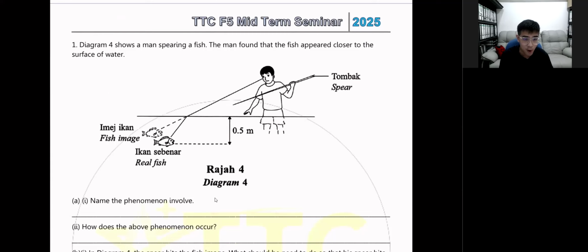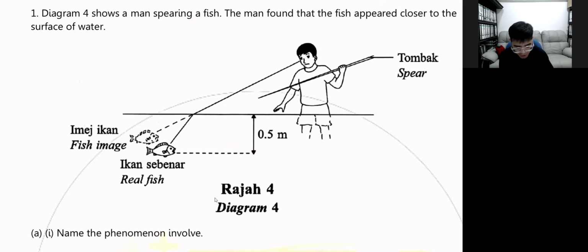Question number 1 says, diagram 4 shows a man spearing a fish. Spearing means using a spear and throwing the spear to impale the fish, so that you can catch the fish. The question also tells you that the man found that the fish appears closer to the surface of water. If you look at the diagram, the image of the fish is closer to the surface of the water, while the real fish is actually at the bottom of the image of the fish. It means the real fish is actually deeper than the person thought.